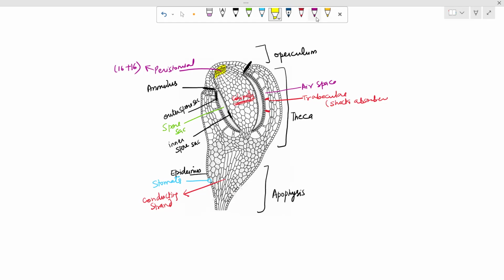Once again, let us revise the diagram carefully. This is conducting strand. These are primitive stomata. Outermost covering is known as epidermis. Now, this sterile part is known as columella, which on either side has the spore sac, and spore sac has a covering. Inner spore sac is one layered, outer spore sac is many layered. And outside the spore sac, you will find air space, which is supported by the trabeculae, which work as a shock absorber. Now, between the epidermis and air space, these layer cells, you can see 2, 3, 4 layers, are working as a hypodermal layer.